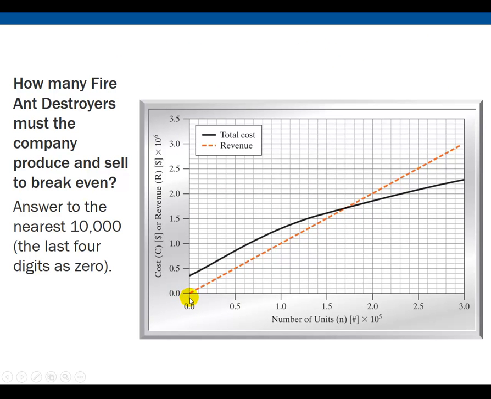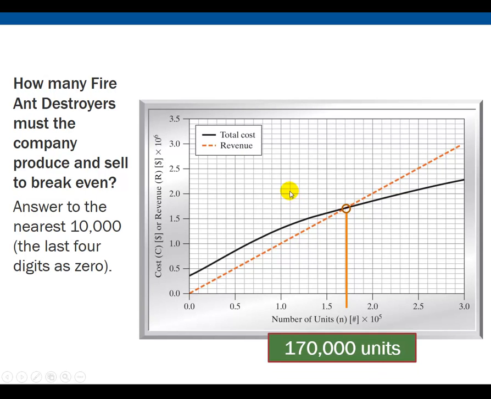Here, how many fire ant destroyers must we sell if we have this kind of graph? You can see the black one is total cost and the orange one is revenue. The intersection between the total cost and the revenue, we could say is around 170,000 units. If we sell this amount of fire ant, then we will make revenue from that point.